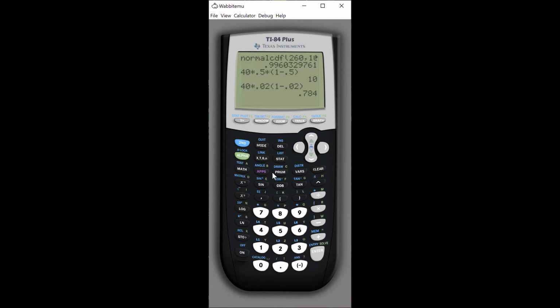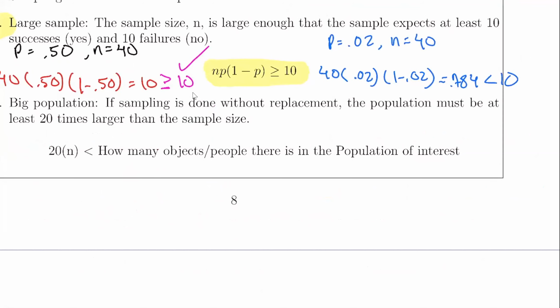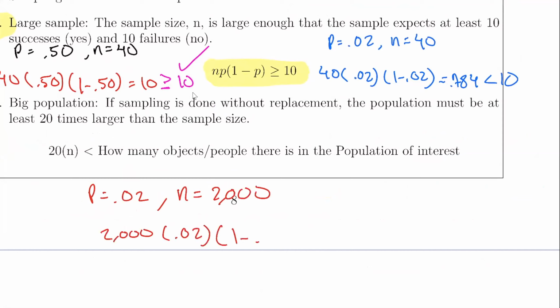So what we're going to do is change our n. We're going to change our n from 40, and hopefully my mental math is correct, and switch this to 2000. So now p is equal to 0.02, n is equal to 2000. So we're saying we have to have a sample size of 2000 in order for this to be approximately normal. So we're going to say 2000 multiplied by 0.02 multiplied by 1 minus 0.02.